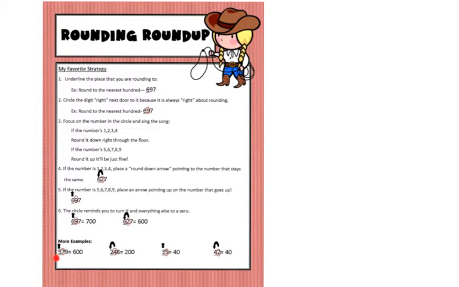Here you underline the 5, circle the 7. The 7 tells you to go up, and so that becomes 600. Here you underline the 2, circle the 4. The 4 tells you to go down, so that stays 200. Here you underline the 3, circle the 5. The 5 tells you to go up, so that becomes 40. And then here you underline the 4, circle the 2. The 2 tells you it stays the same, so that becomes 40.